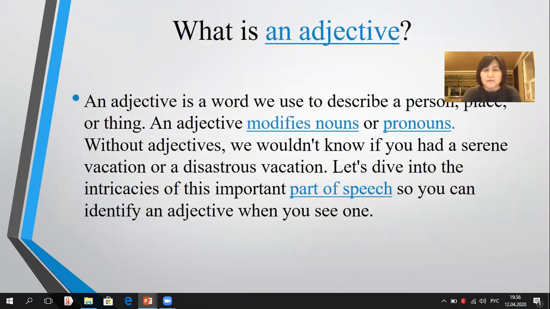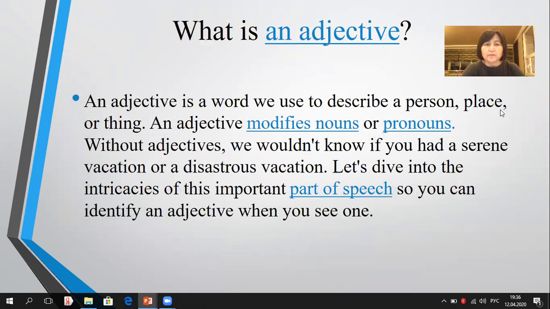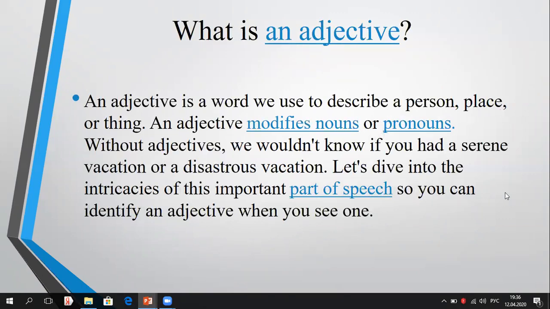What is an adjective? An adjective is a word we use to describe a person, place or thing. An adjective modifies nouns or pronouns. Without adjectives, we wouldn't know if you had a serene vacation or a disastrous vacation. Now, let's dive into the intricacies of this important part of speech so you can identify an adjective when you see one.